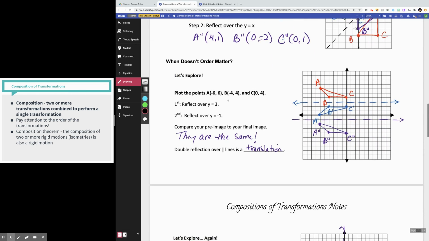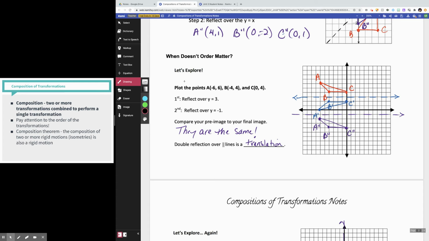Now, the last little bit I want to talk to you about is there are some instances when order might not matter so much. Usually that happens when you have a lot of the same type of transformation. So no mixing and matching, okay? It doesn't happen every time you have the same type of transformation, but it does a lot of the times.